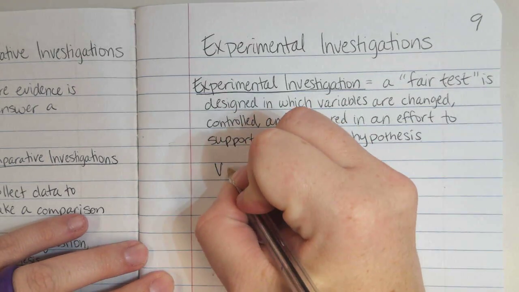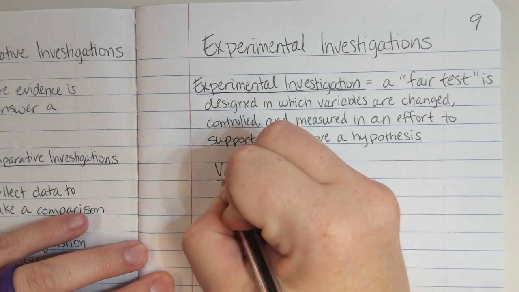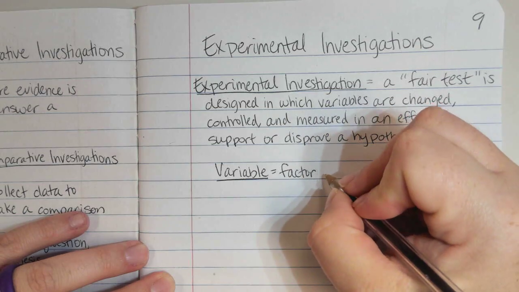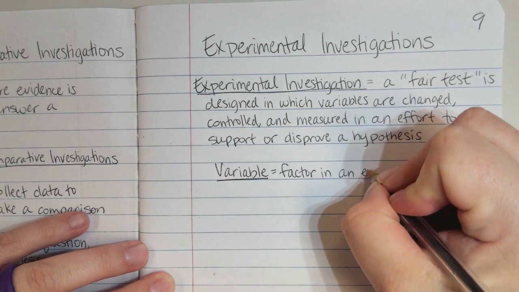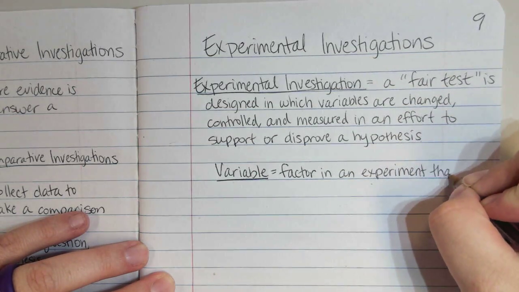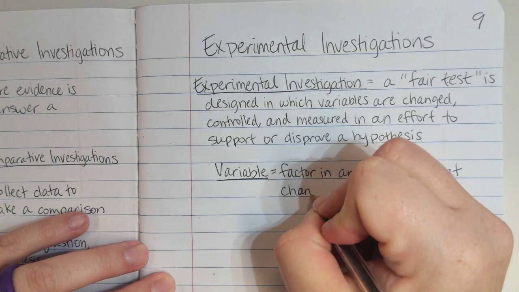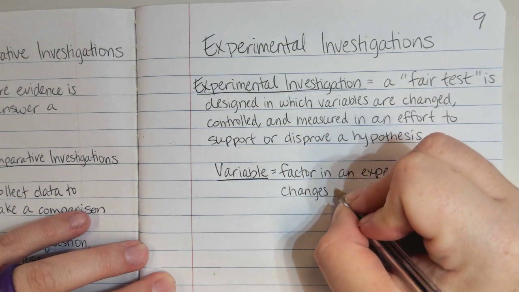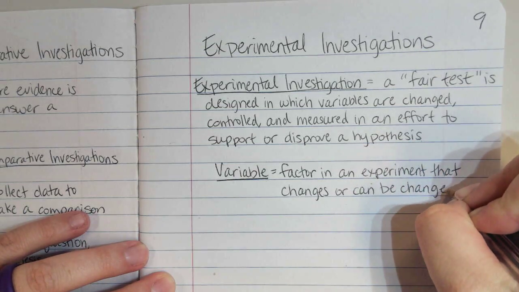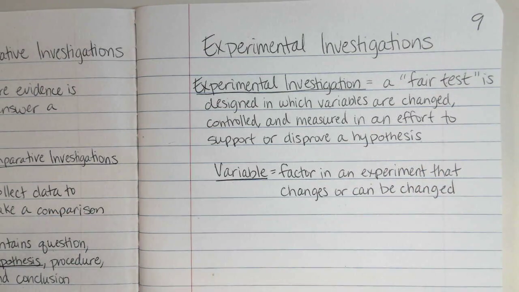So again, a variable is a factor in an experiment that changes or can be changed. If you think about the word vary, V-A-R-Y, that means to change. So variable is something that changes or can be changed.